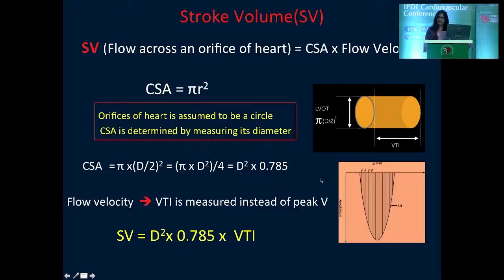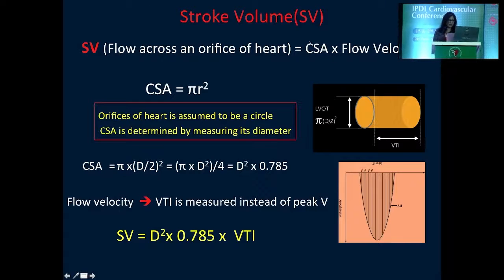So now let us go to the equations, just to make you understand the basics of the equations. Stroke volume is derived by the formula cross-sectional area into flow velocity. Cross-sectional area is pi r square. It is very difficult to measure the radius. So for the equation's sake, we consider the orifice of the heart as a circle, and we measure the diameter. So the equation then turns out to be d square into 0.785 after putting the value of pi.